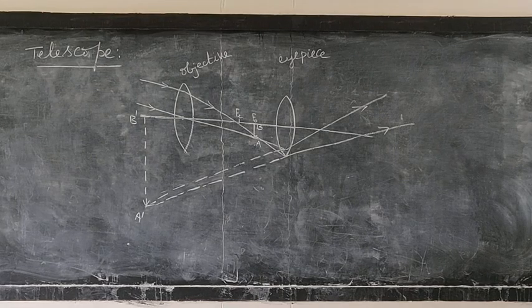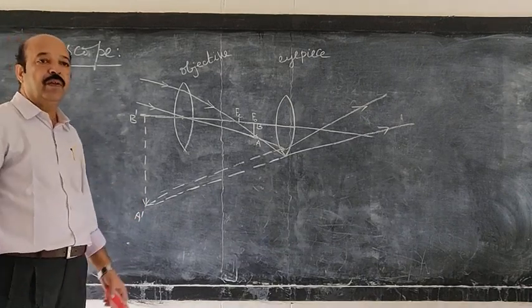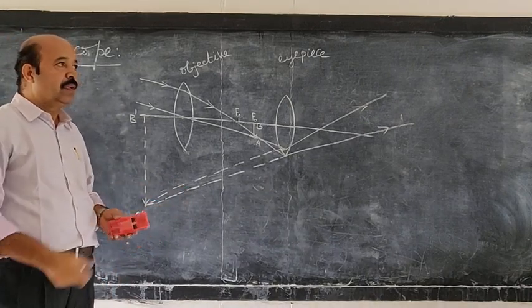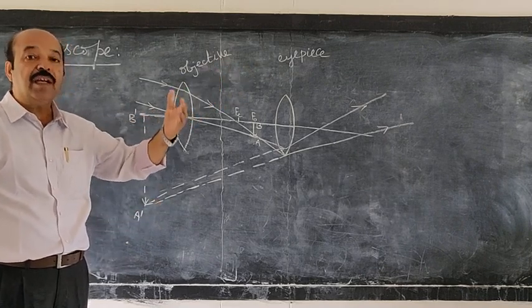Now we will discuss the telescope. A telescope is used to see faraway objects. A telescope makes the faraway object appear nearer.